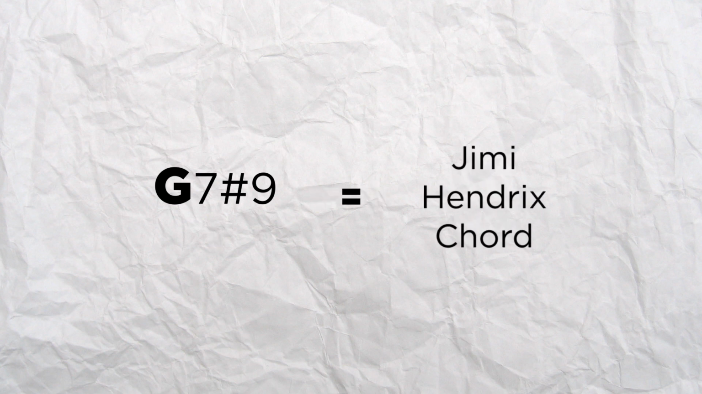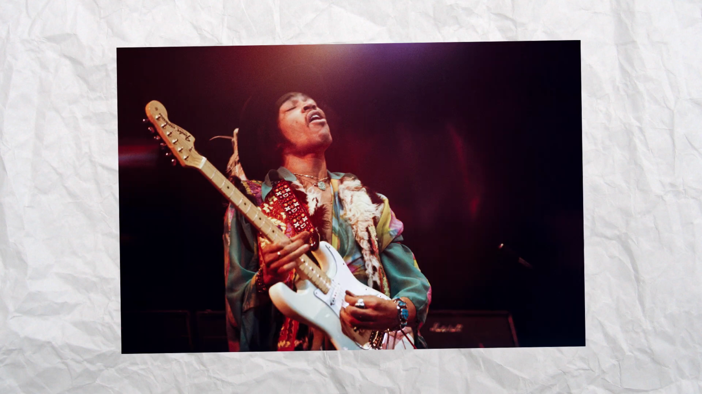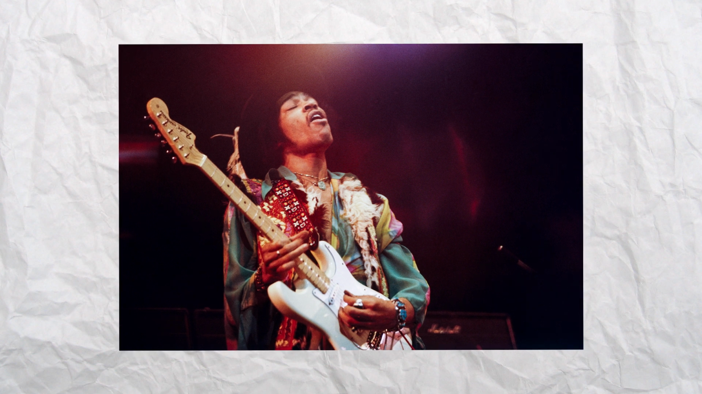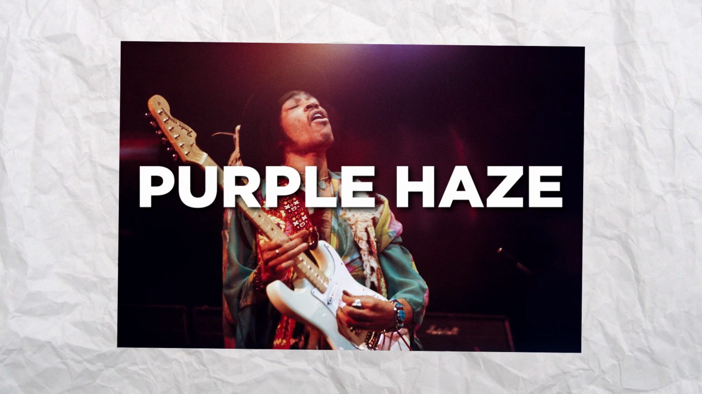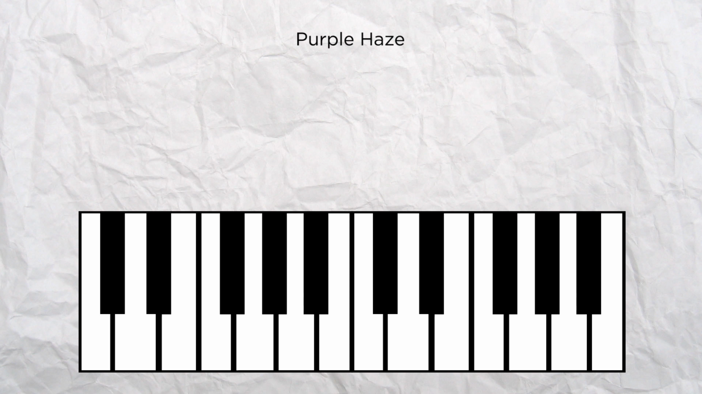This dominant 7 sharp 9 chord is also called the Jimi Hendrix chord, because it's a chord that he loved and that he helped popularize, notably with his song Purple Haze. The chord progression of this song cycles between the chords E7 sharp 9, G and A.